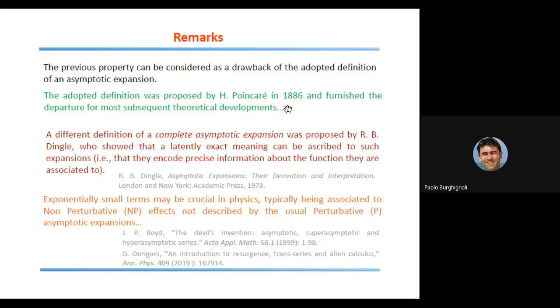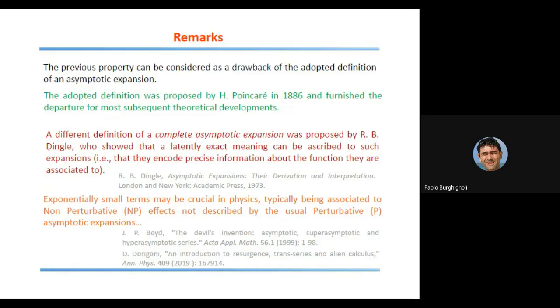So he wanted to have a unique association between an asymptotic expansion and a function. And he managed to do that. He discovered that actually an asymptotic series is a way of encoding precisely all information about the function you are representing, provided you use the correct definition. And actually, this issue of the exponentially small terms can be very important in physics, because typically it's associated with some physics which is not described by perturbative expansions.